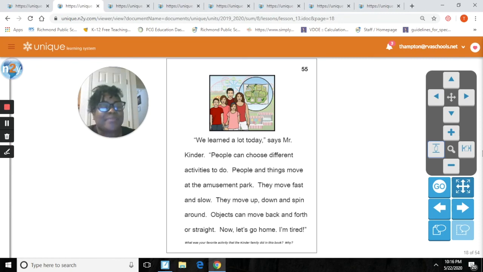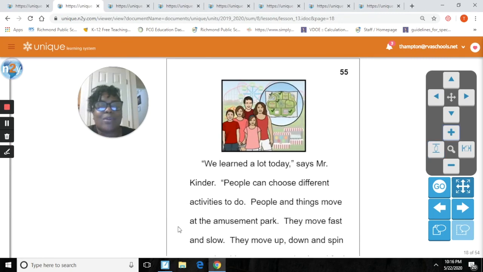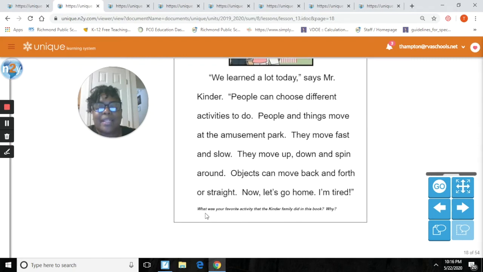All right. Okay, let's see what that focus question says at the bottom. And it says, what was your favorite activity that the Kinder family did in this book? What was your favorite activity? And then you tell why.